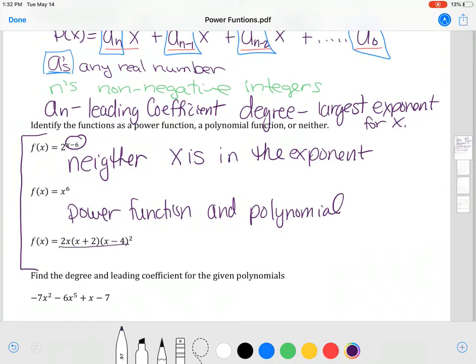In this last example here, this is a polynomial function only. And the reason for that is if I actually go through and multiply out 2x times x plus 2 times x minus 4 squared, I'm going to have multiple terms. So right off the bat, I can knock out the fact that this is definitely not a power function because we have multiple terms. But if I then go on and look at my exponents, if I were to expand all that and multiply it out, all my exponents would be positive or non-negative integers. They would be all whole numbers. So this definitely fits the polynomial definition.